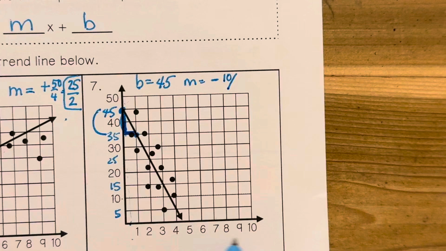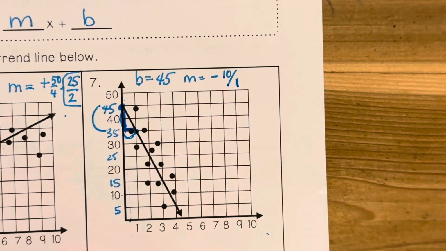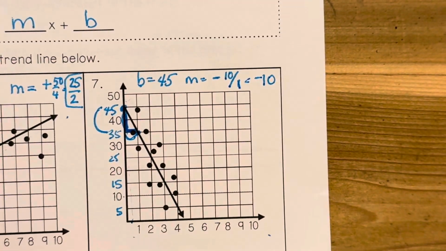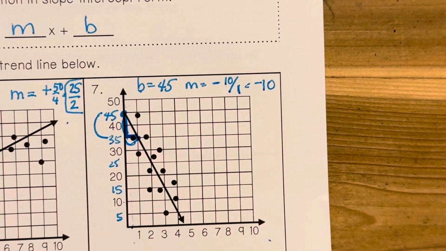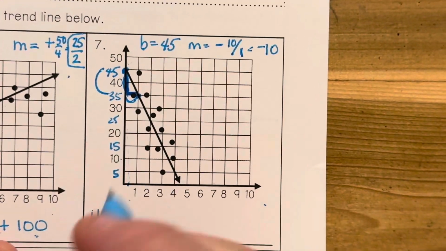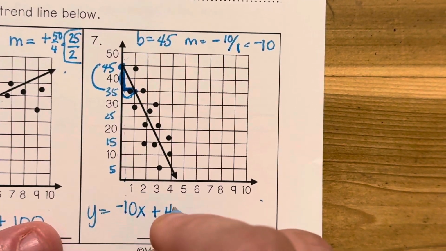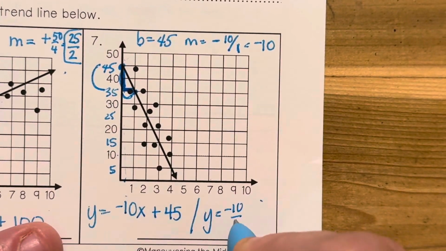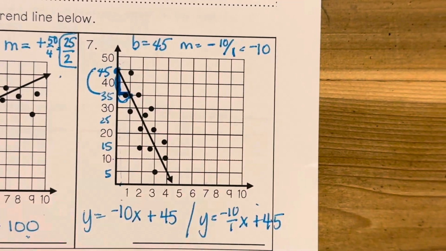And if you look at the x-axis, I'm counting by ones, and it's just moving by 1. So negative 10 over 1. Now, I can simplify this and say negative 10. I can also leave it as negative 10 over 1. Okay? Either way. All right, y equals negative 10x plus 45. Remember, I said you could leave it, so y equals negative 10 over 1x plus 45. Okay?